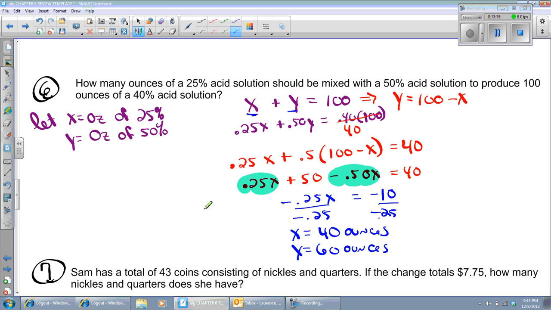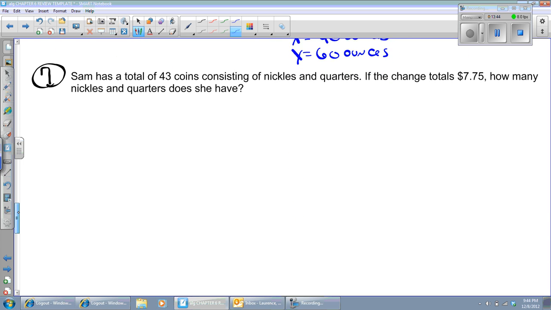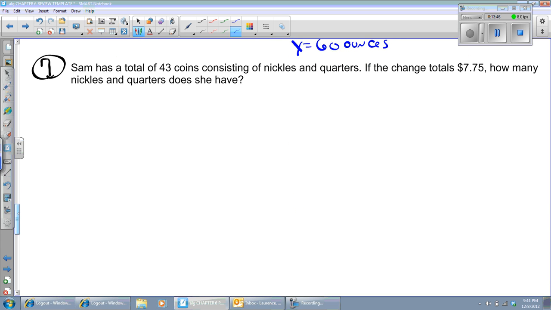And there you go. Pretty simple stuff. All right. Let's try this one. Sam has a total of 43 coins consisting of nickels and quarters. I've got my first equation already. I know that n plus q is going to equal 43.